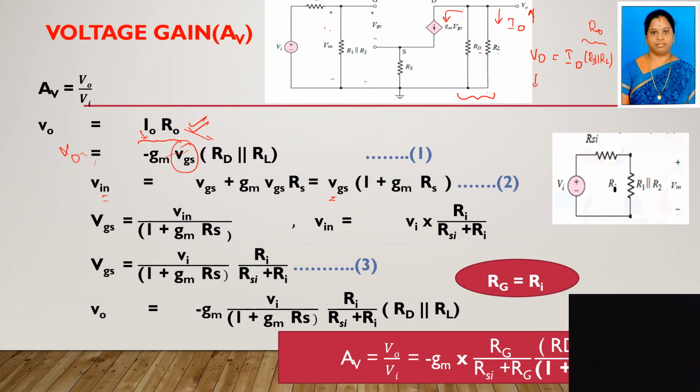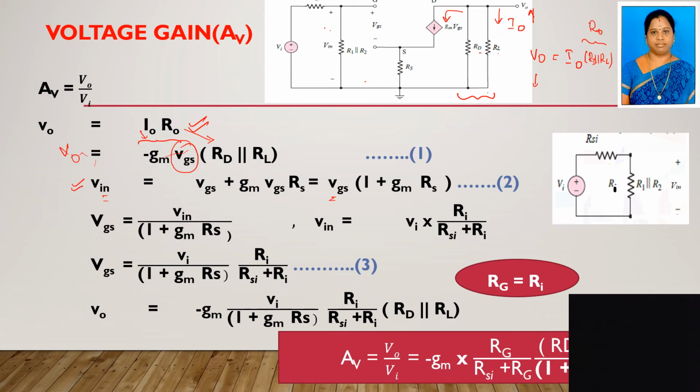This R naught is nothing but RD parallel to RM. In this, V naught is in terms of VGS, so I have to replace it by Vi. So how to do it: first I convert this VGS in terms of Vin, then I write it in terms of Vi. So first I am making the relationship between Vin as well as VGS.